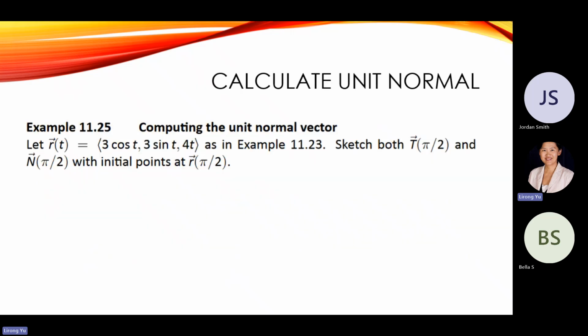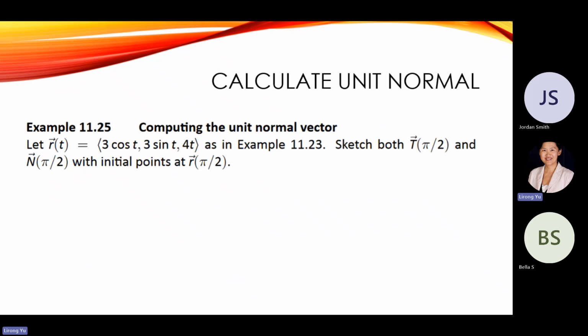Right here, we first would follow the definition. When we see a hard question, we might try to turn around and figure out some alternative way for the computation. So here we have a function R of t, and the question again is to find the T vector, and find the derivative of the T vector to find the normal vector. We're going to sketch T of pi over 2 and N of pi over 2, because these two are supposed to be perpendicular. That would be the idea.